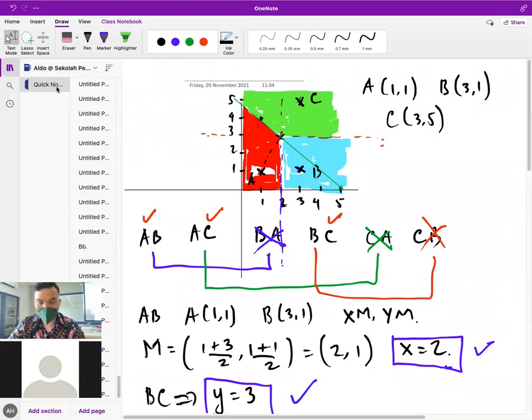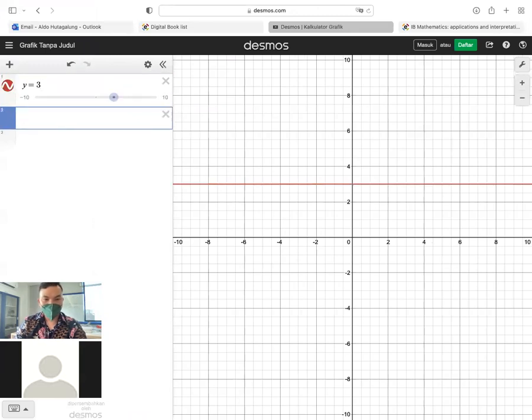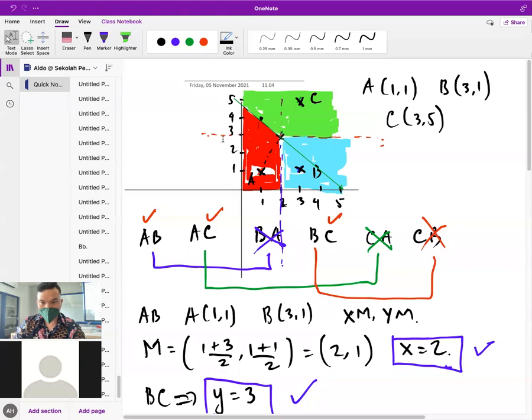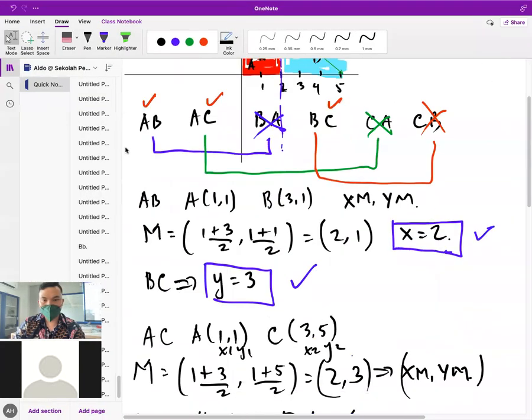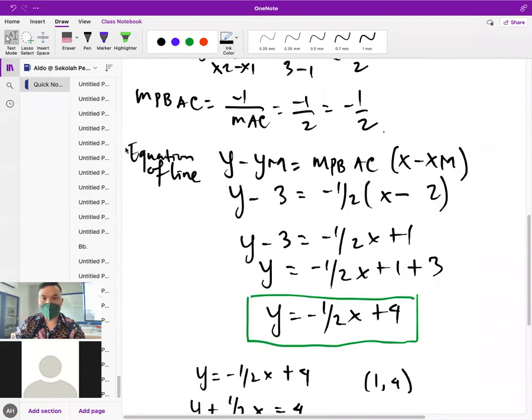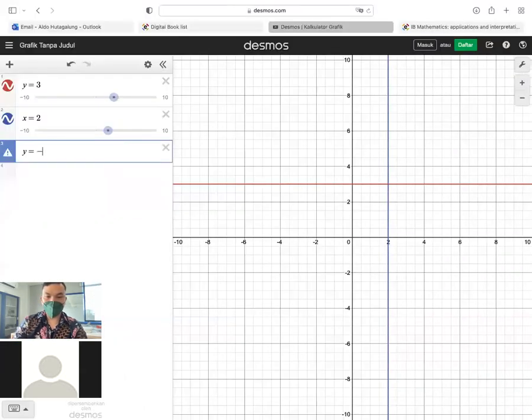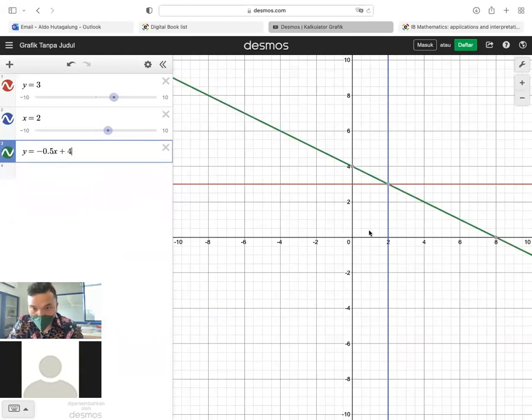So y is equal to 3, the first one. x is equal to 2, right? And then y is equal to minus a half x plus 4. The point is (1, 4).